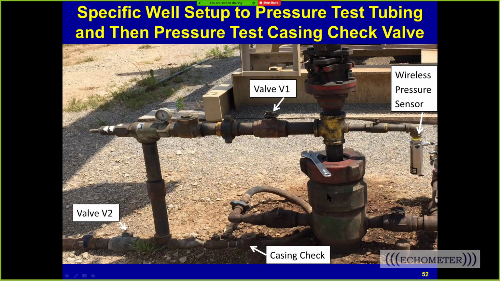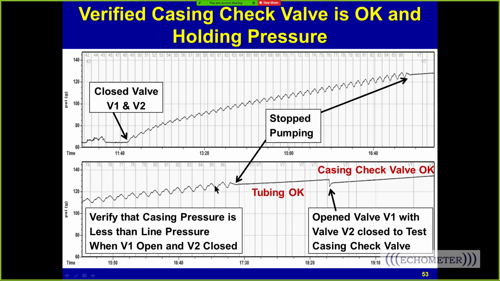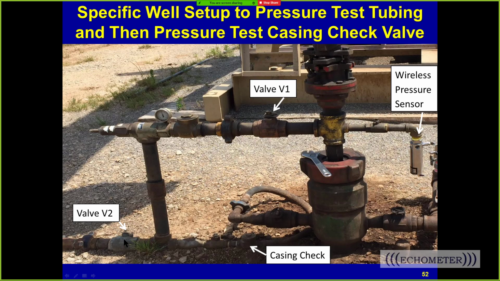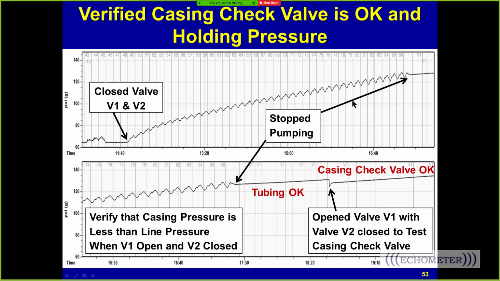So here is our wireless pressure transducer. Here's our valve number 1. Here is our back pressure valve. Here is our casing check valve. Here's a little valve to close or open, and here's our valve number 2 that we're going to open and close to check all these different devices here. And so we have valve 1 and valve 2 closed. So valve 2 is closed here, and valve 1 is closed. And we're pumping up the well. And so the pressure is increasing. And right here we stop.